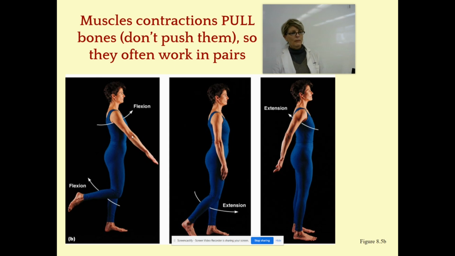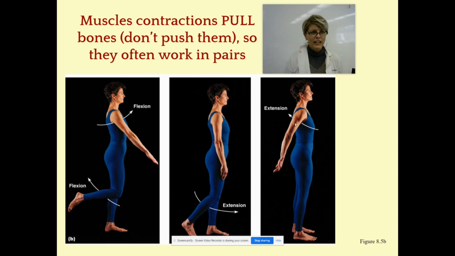And so this is an example of flexion. This woman, starting from the anatomical position, is moving her forearm. Her humerus is flexing at the shoulder. This is her lower leg flexing at the knee. The opposite action, to put that back into the anatomical position, is extension.